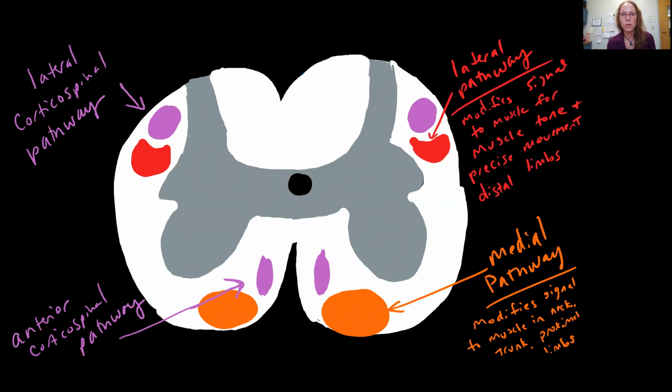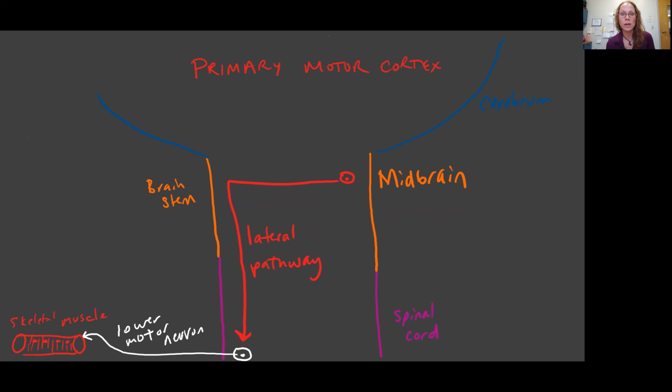We have another one called the lateral pathway, and this time we're going to modify muscle for muscle tone and precise movement of our distal limbs, so legs. And we can have the same basic picture. So the lateral pathway is located, its upper motor neuron is located in the midbrain. So this is unconscious regulation, and it's synapsing on those same groups of lower motor neurons that are synapsing onto the skeletal muscle.